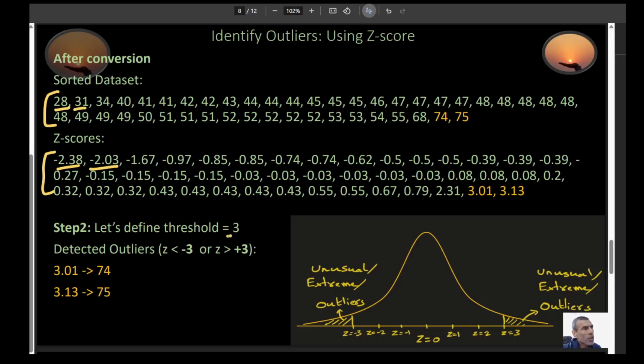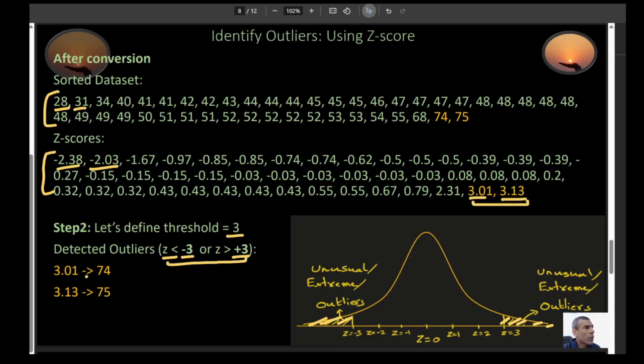Let's say I define my threshold to be 3. So any z value that is smaller than minus 3 or greater than plus 3, that would be this range right here. Any value that falls in this area is an outlier. You can look over here, 3.01 and 3.13. Only these two values satisfy this criteria.